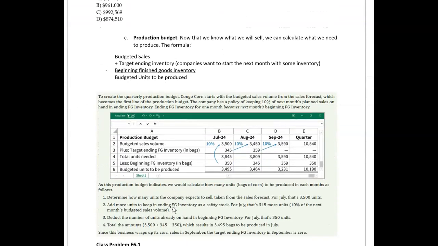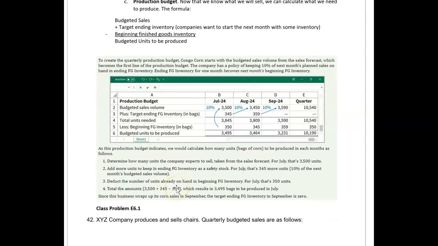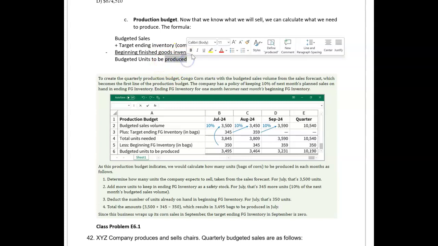So sales is real straightforward. Production though, and you should remember some of this from 2071. But now that we know what we're going to sell, we're going to calculate what we need to produce. And this formula is one that's used throughout budgeting. Okay, we're going to have budgeted sales, add a target ending inventory, subtract beginning finished goods inventory, and this is how much we need to produce. Okay, that's what we have to produce. That's the important part there.